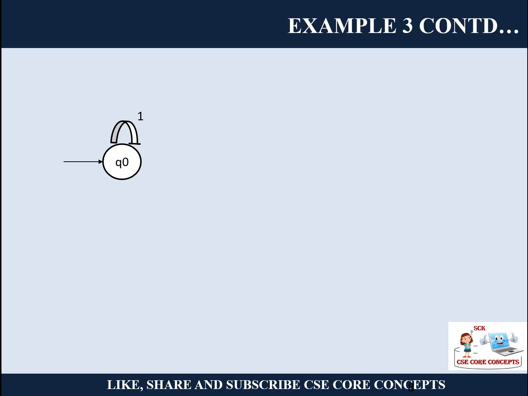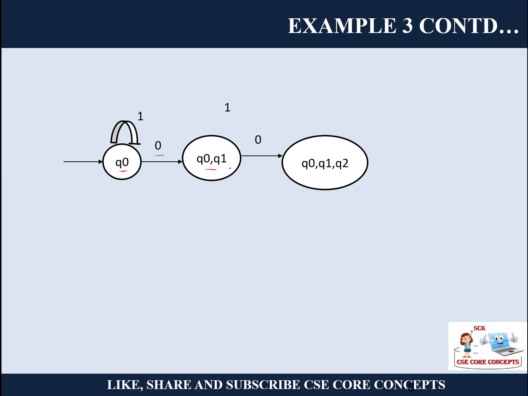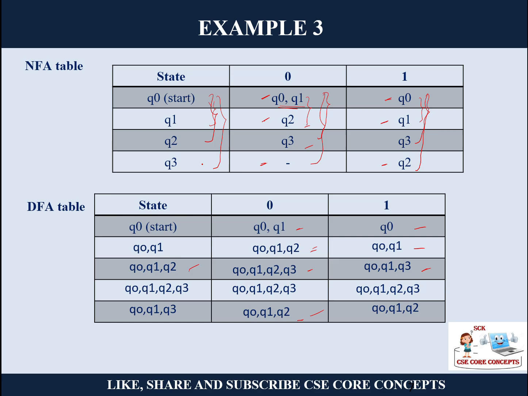So with 0, with 1 input you remain in the same state. With 0 input you go to the next state. With 0 input you go to the next state. With 0 input you go to the next state. Now here you can see your Q3 was the final state. So wherever there is a Q3 here, they are going to become your final states. So here we will have 2 final states, right?